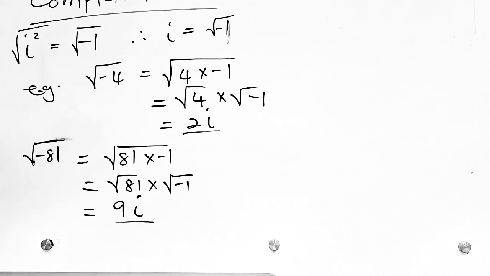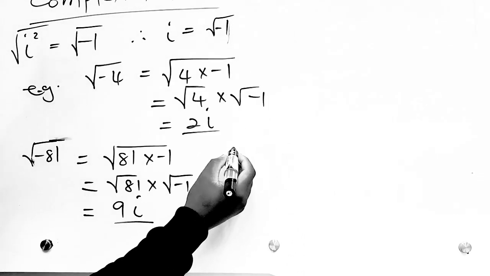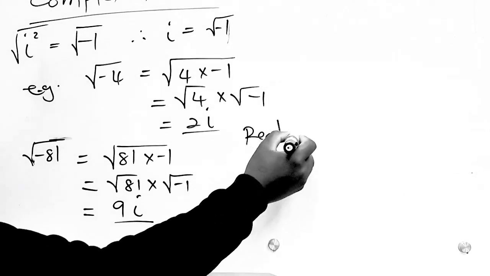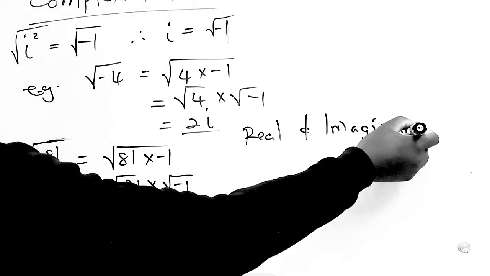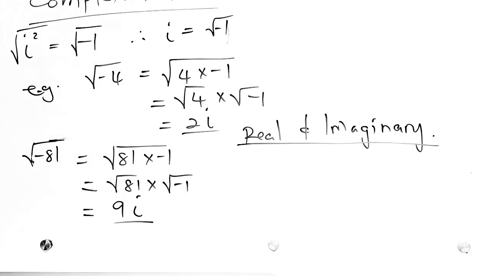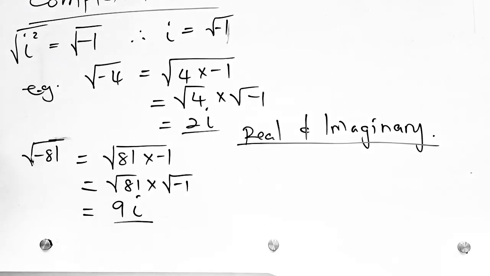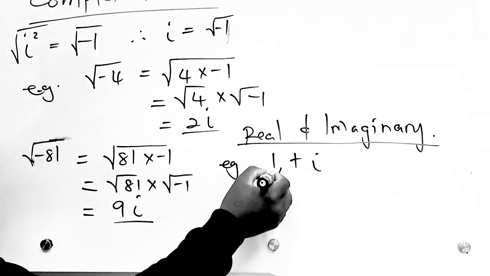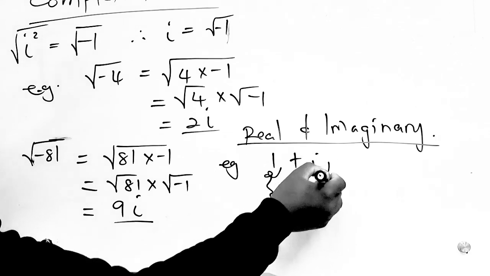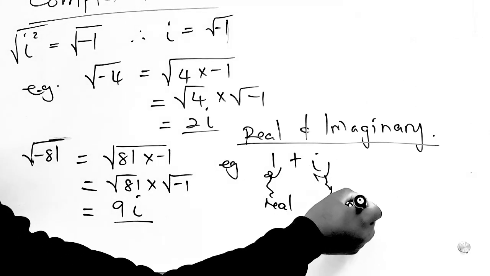Complex numbers consist of a real part and an imaginary part. The number that goes with i is what we call the imaginary part. For example, we might have a complex number 1 plus i. The 1 is our real part, and the i term is our imaginary part.